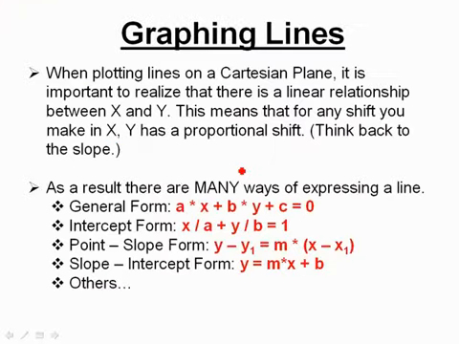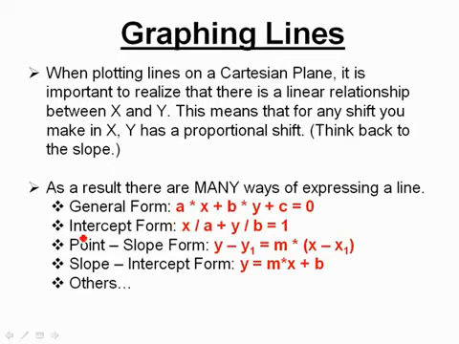Graphing lines. When plotting lines on a Cartesian plane, it is important to realize that there is a linear relationship between x and y. So, no matter what, if there's a change in x, there's a corresponding change in y. This means that for any shift you make in x, y has a proportional shift. Think back to the slope, which basically said there was a ratio between x and y. As a result, there are many ways of expressing a line, such as the general form. The general form is important because it lets you express any line: horizontal lines, vertical lines, sloped lines, or lines that go through the origin. They can all be expressed using the general form.